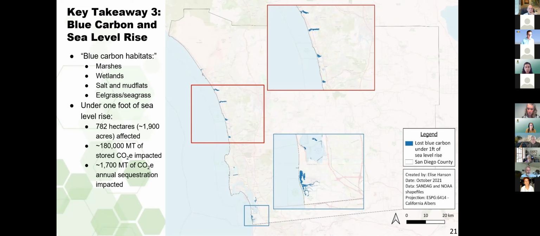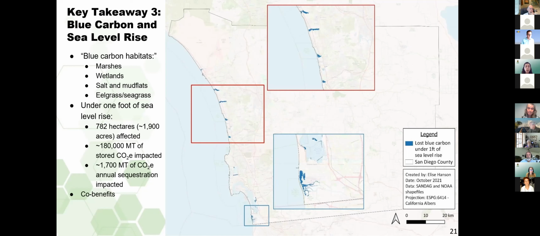Under 1 foot of sea level rise, approximately 180,000 metric tons of carbon dioxide equivalent may be affected, some of which will be emitted as blue carbon habitats are inundated or lost. The most recent 2022 estimates from NOAA suggest that the southern West Coast region could experience 1 foot of sea level rise relative to the 2000 levels by mid-century.